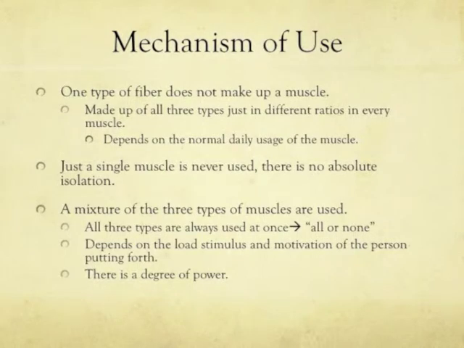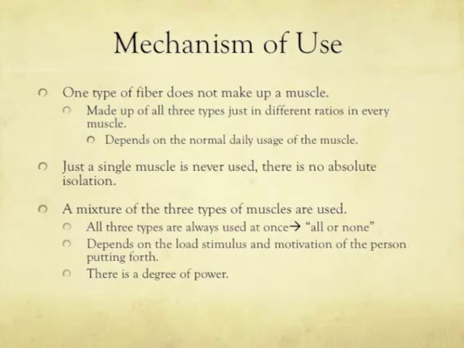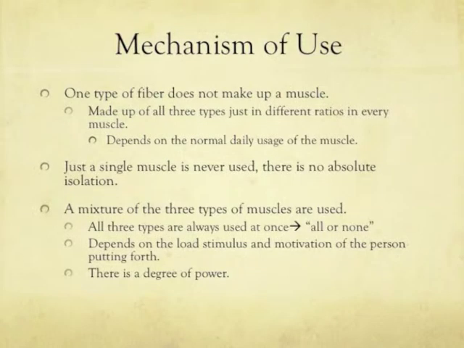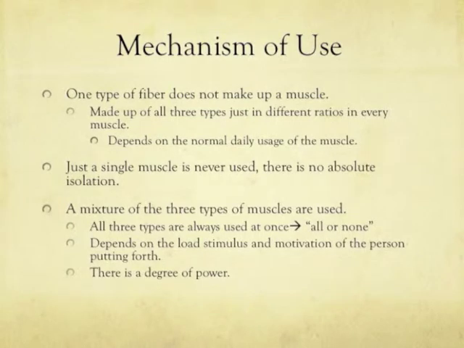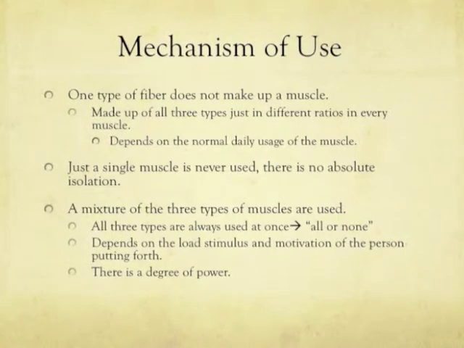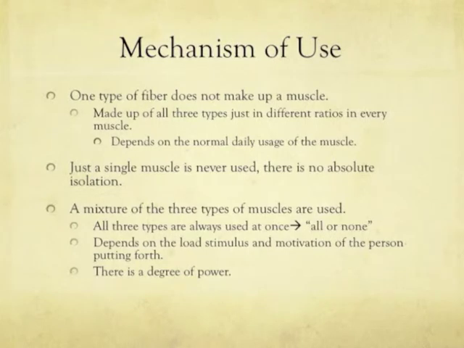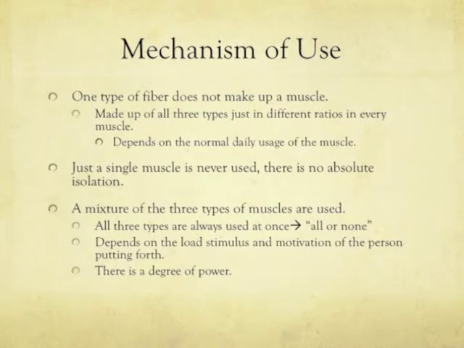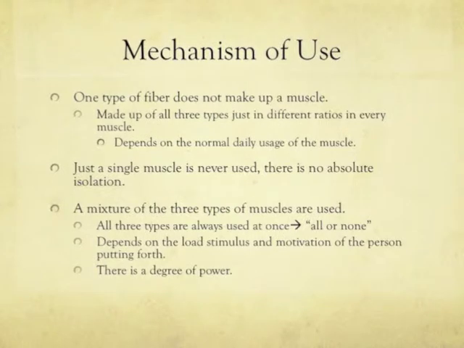And also, one muscle fiber, type 1 or type 2, is not just used at one point in time. So you just can't, as we say, isolate just to use one type of fiber, type 1, or just use a type 2 fiber. They are all used at one time. This is called an all or none principle. It's when all three types are used at the same time. There's a mixture of each muscle being used. And again, this depends on the stimulus and the motivation of the person that they put forth in between it and the degree of power that is used to move the certain amount of weight.